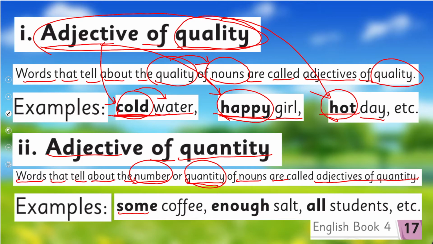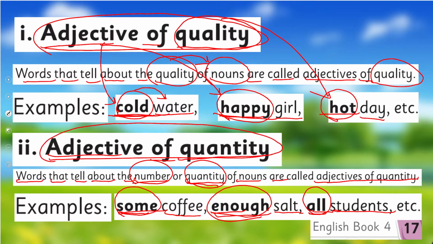some coffee. So coffee is a noun, and how much coffee? Some coffee. Enough salt. Salt is a noun, and how much salt? Enough. A bit. All students. Students is a noun, and how many students? All students. So here some, enough, all are adjectives of quantity because they are telling us something about the number or quantity of the noun.